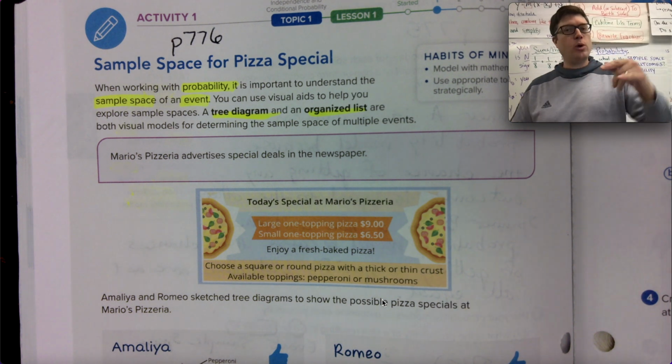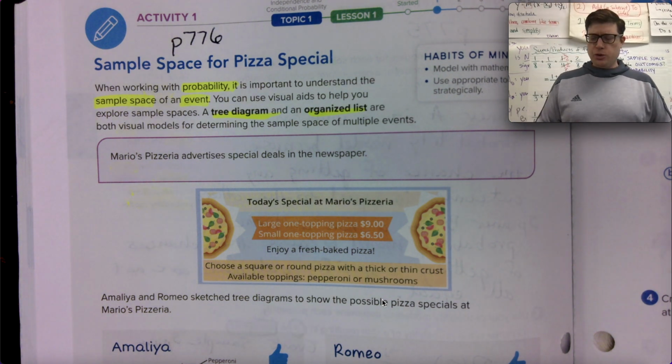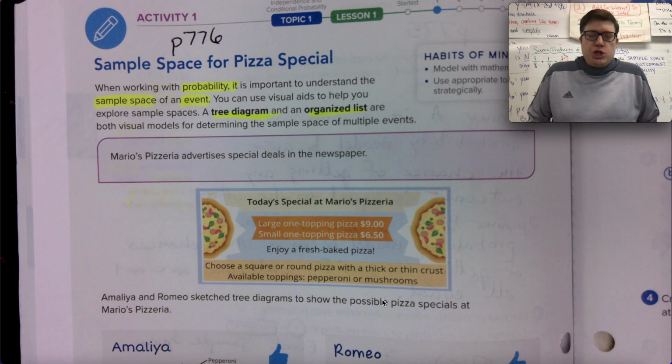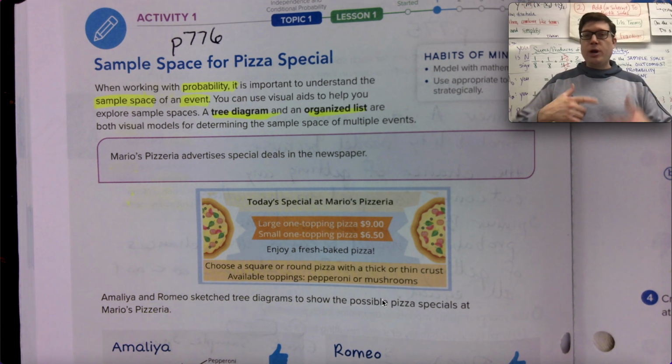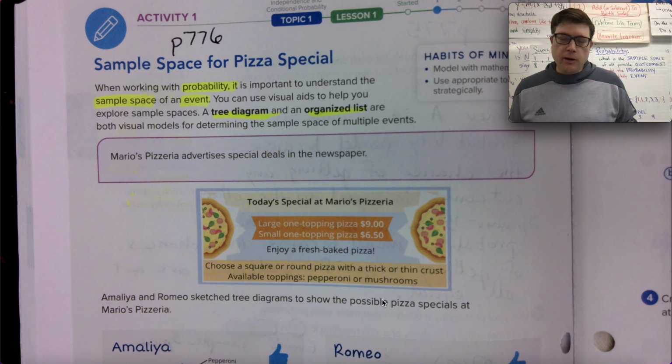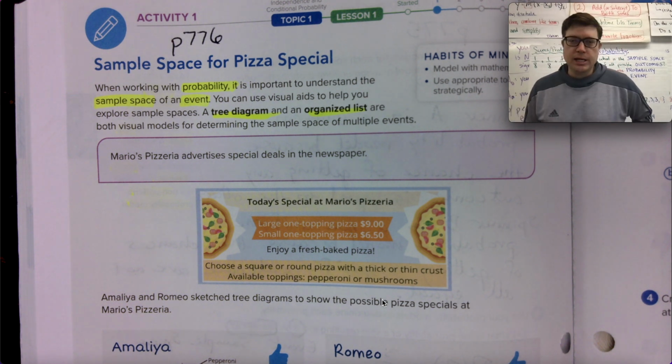Module 5, Topic 1, Lesson 1. We're talking about the introduction to probability and things that we can do once we are wrapping our mind around what probability is helping us figure out. It's the study of how likely something is to happen.